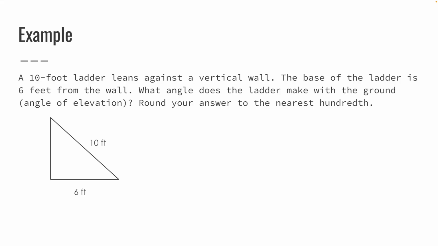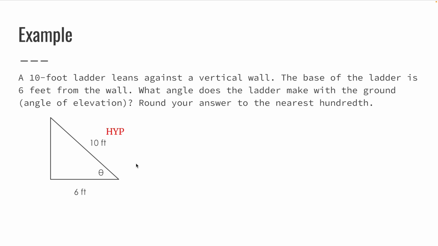What angle does the ladder make with the ground? So that'd be this angle here, our angle of elevation. It goes from the horizontal of the ground up to the ladder. And I'm looking at rounding this to the nearest hundredth. So here's the information that I know, and now I can solve the problem just like I did in our review question. So I'm going to label my sides.